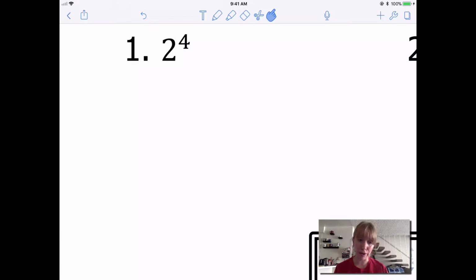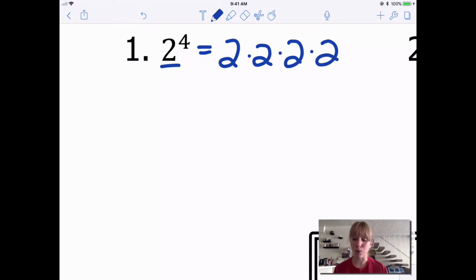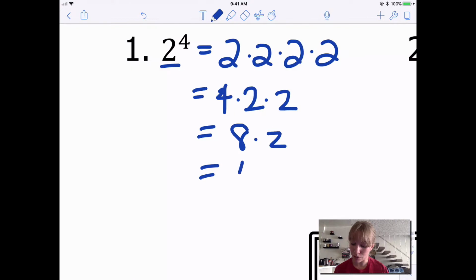If you have 2 to the 4th, we want to know what that power means. We know that that power means multiply my 2 by itself 4 different times. So 2 is my base, that's the number that I'm multiplying. I've got to multiply it by itself once, twice, 3 times, and 4 times. So I know that 2 times 2 is 4, times 2 is 8, times the last 2 is 16, so we know that 2 to the 4th is 16. Not too terrible.